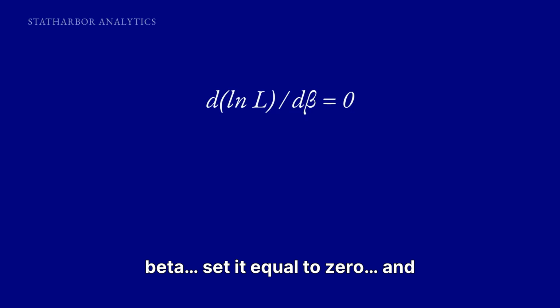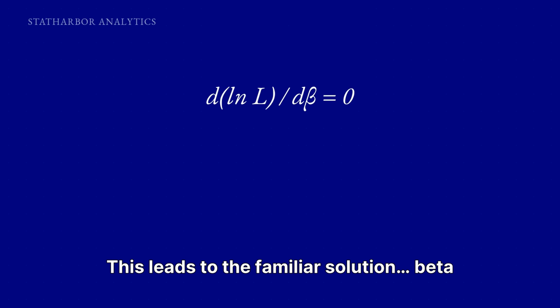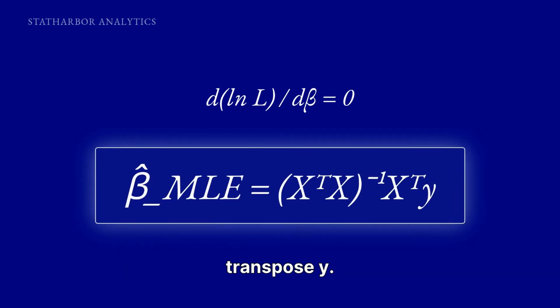We take the derivative with respect to beta, set it equal to 0, and solve the resulting equation. This leads to the familiar solution. Beta equals (x transpose x) inverse times x transpose y.